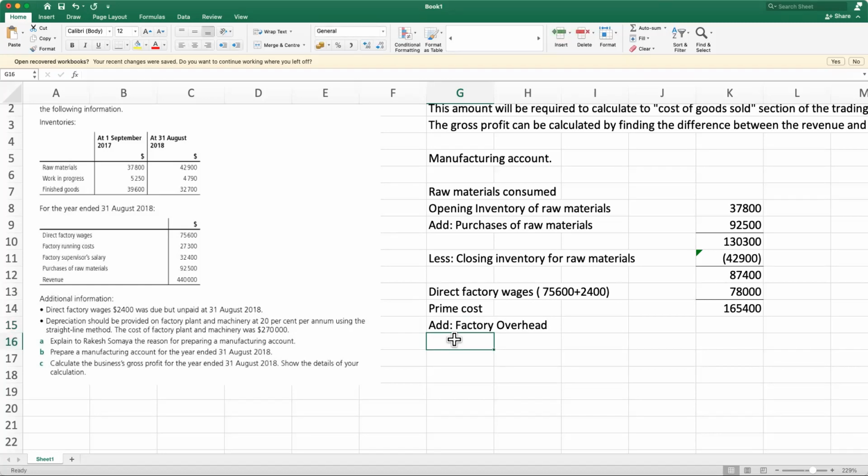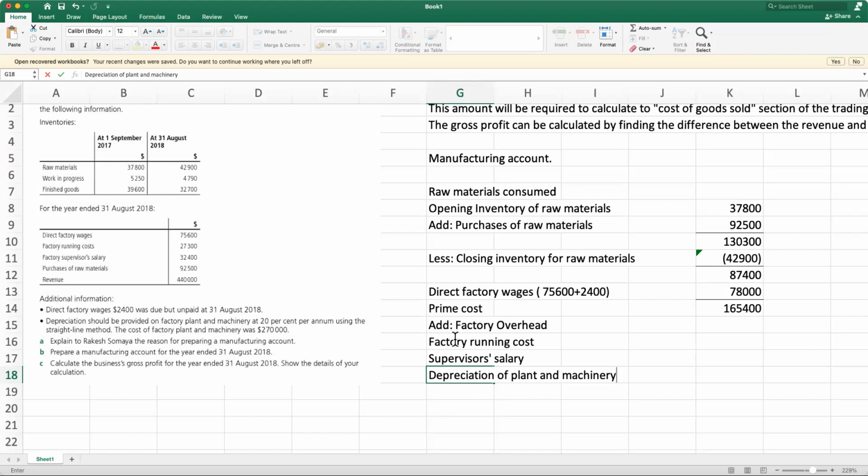In your factory overhead, there are a few things that you need to do. Like for example, your factory running costs, your supervisor salary, and one more thing, depreciation. Depreciation of plants and machinery. You need to show your calculation, but most of the time you don't really get scores for this. You don't get extra marks for showing your depreciation calculation. 20% of 207,000. That's that.